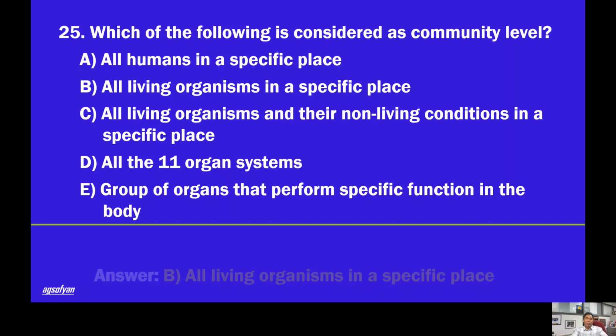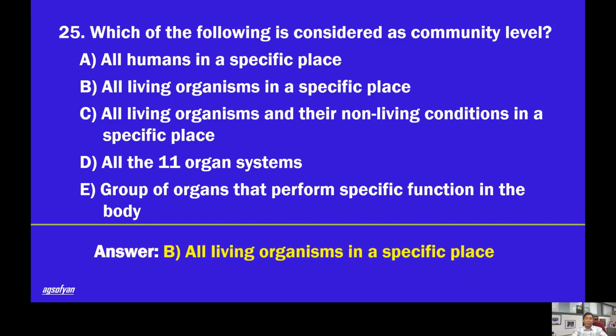Yes, the answer will be B. All living organisms in a specific area. So community level means all living organisms that live in a certain area. If it is just humans, it is called the population level. So A is population level. C, all living organisms and their non-living condition, is ecosystem level. Okay? D, all the 11 organ systems, is organism level. Group of organs will be organ system level. Okay, number 26.